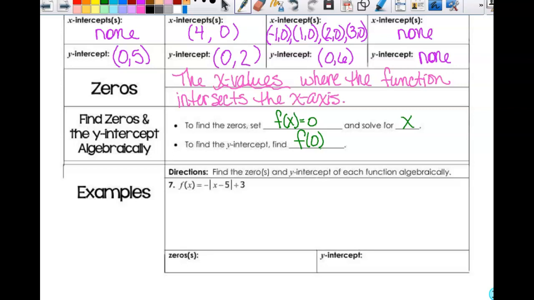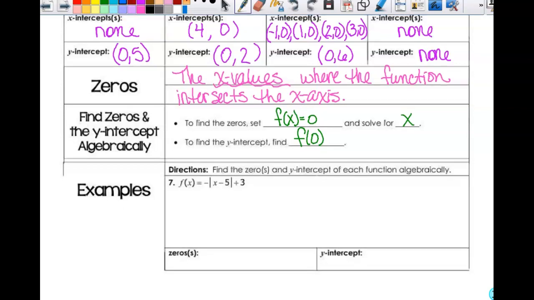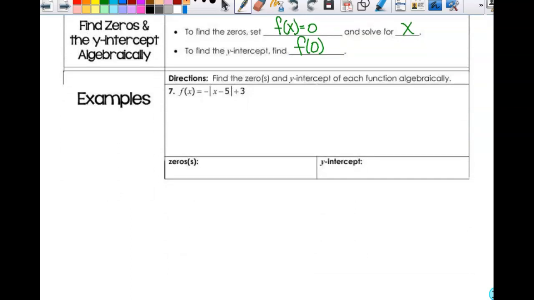All right, so let's do a few then. This says find the zero or zeros and the y-intercept of each function algebraically, which means we're not graphing it and picking it off the graph. So to find the zeros, I start by setting f of x equal to 0. So I get 0 equals negative absolute value of x minus 5 plus 3. To solve an absolute value equation, I have to isolate the absolute value itself. Since it's negative, I'll take this whole thing and add it over to this side. So I'll get the absolute value of x minus 5 equals 3.